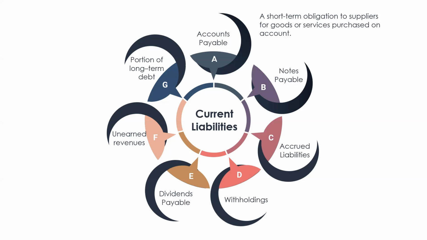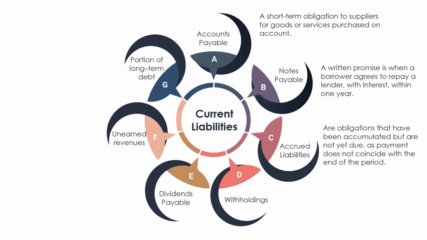Accounts payable is a short-term obligation to suppliers for goods or services purchased on account. A current notes payable is a written promissory agreement in which a borrower receives a specified amount from a lender and commits to repaying it, including interest, within 1 year. The third category is accrued liabilities. These obligations have been incurred but are not yet due for payment. They include expenses like salaries, wages, and taxes, which are recognized at the end of the period but paid later.